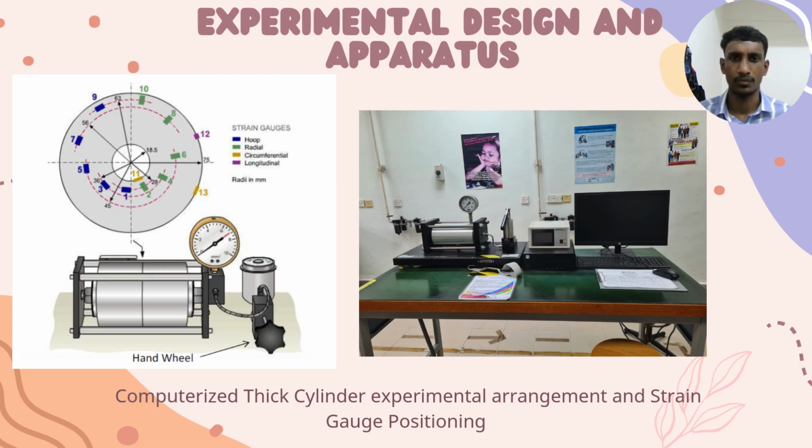Now I'm going to present the experimental design and apparatus of the lab experiment, thick cylinder, for a group project. Firstly, we are going to see the experimental design. This is the experimental setup, which is the computerized thick cylinder experimental arrangement and strain gauge positioning. The real image of the lab setup has been added to the lab report for your information.